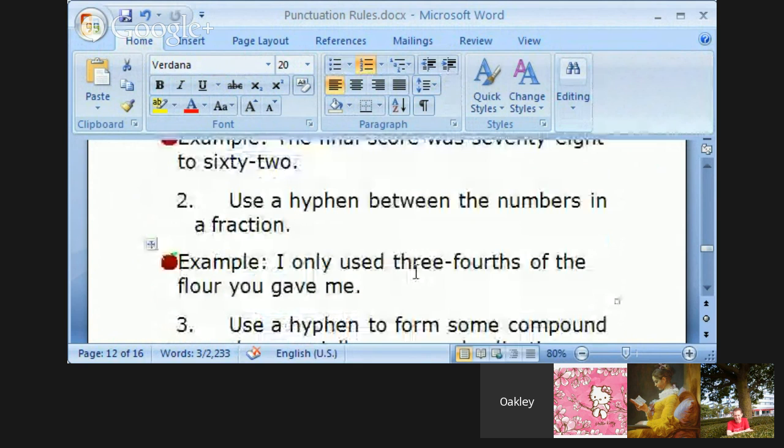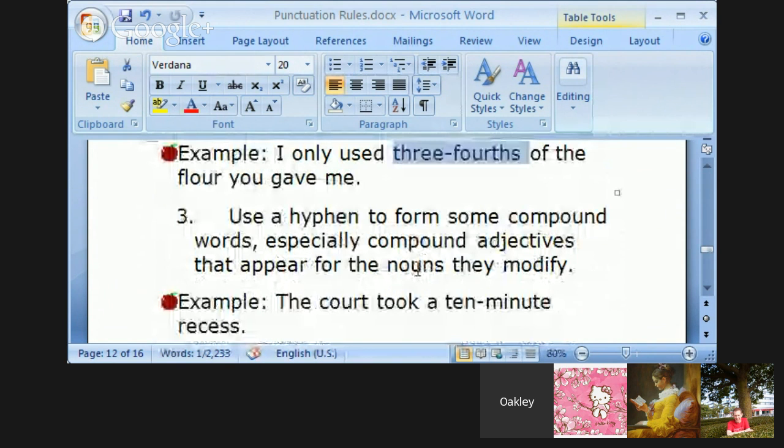Okay, here's one that many people forget. You use a hyphen for fractions. I use only 3/4 of the flour you gave me, okay? Actually, this one's forgotten a lot. Compound words. Okay, well, there you go.